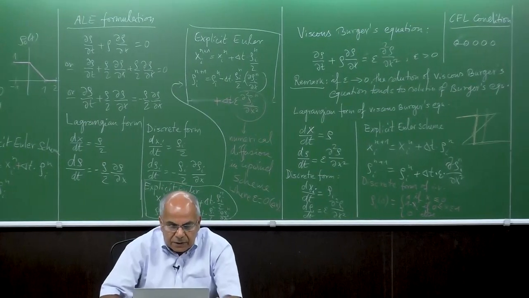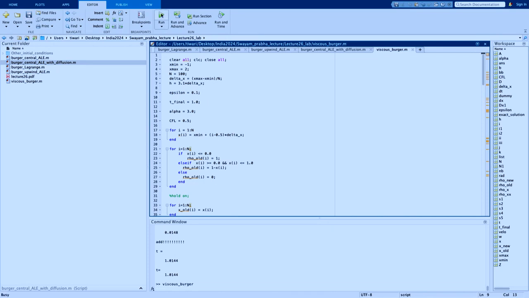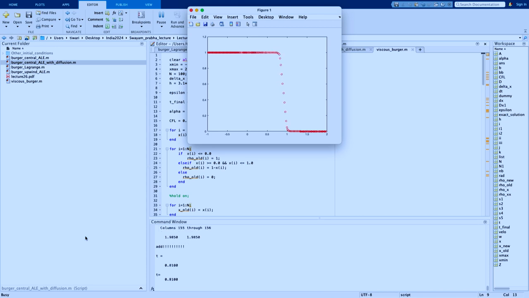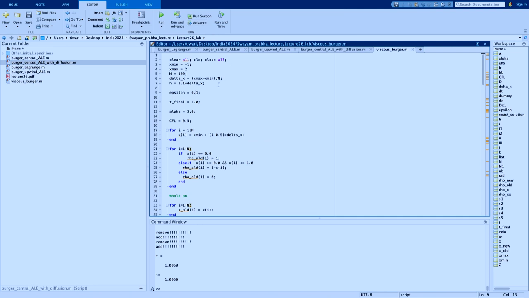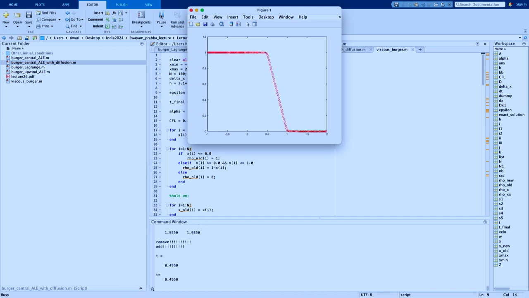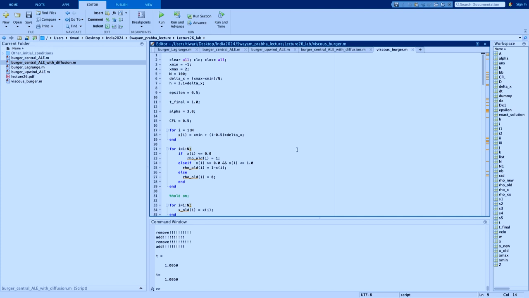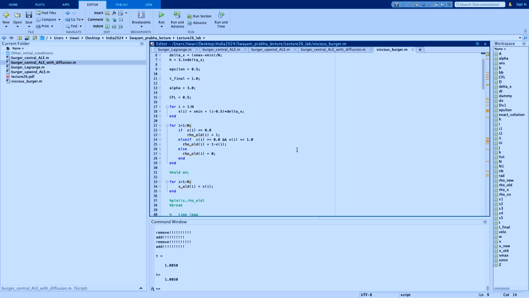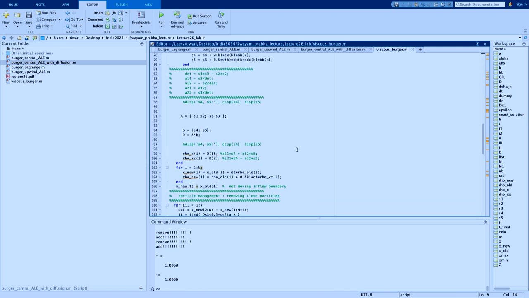So first, let us start with a large viscosity. What will happen? Even with a large viscosity, we got a nice solution. So it is not even large, it is still small enough. So let us start with 0.5. What will happen? What I am running is the viscous Burgers. Here I have not changed anything. I have to give the epsilon.